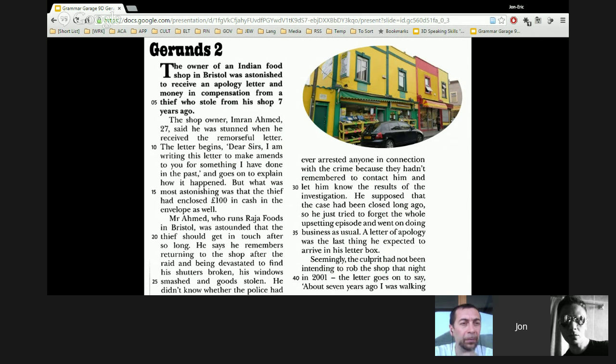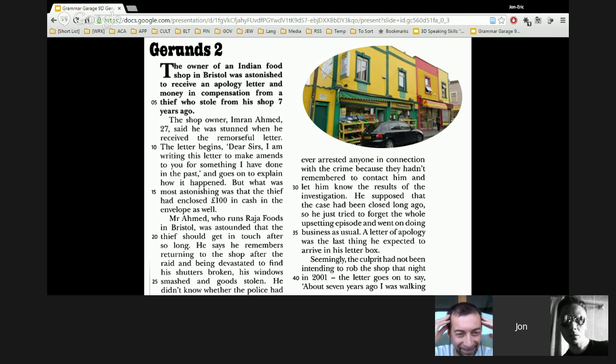The owner of an Indian food shop in Bristol was astonished to receive an apology letter and money in compensation from a thief who stole from his shop 7 years ago. The shop owner, Imran Ahmed, 27, said he was stunned when he received the remorseful letter. The letter begins, "Dear Sirs, I am writing this letter to make amends to you for something I have done in the past," and goes on to explain how it happened. But what was most astonishing was that the thief had enclosed £100 in cash in the envelope as well.